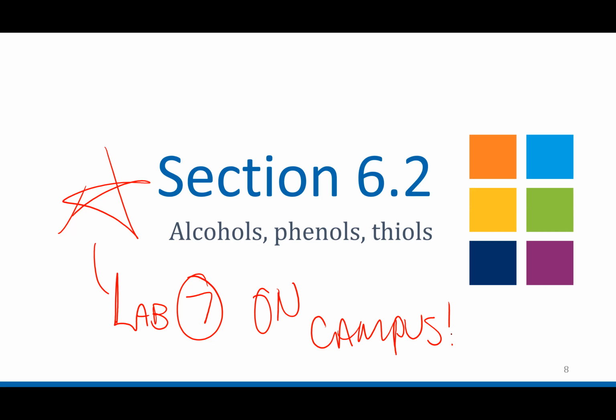Lab number 7 will cover alcohols and the properties of alcohols. So let's look at these. Section 6.2 is alcohols, so that would be anything with an OH. Phenols would be your aromatic compound with an alcohol, and thiols. Thiols, remember, are similar to alcohols in the sense that it's a functional group with a similar bonding structure, but instead of oxygen, it's sulfur. So alcohols are OH, phenols have your benzene ring with OH, and thiols would be SH.